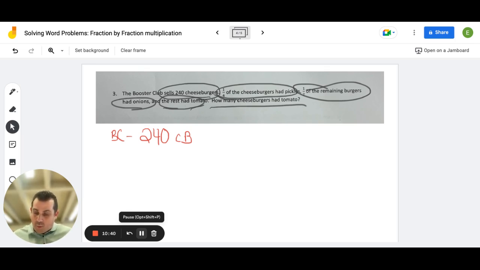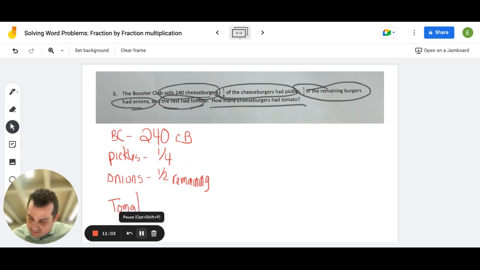But we know that 1/4 of those cheeseburgers had pickles. So pickles, all right, is 1/4. And then half of the remaining burgers had onions. And then tomatoes, we're finding out. Whatever's left is tomatoes. So let's start. 1/4 of those cheeseburgers had pickles.